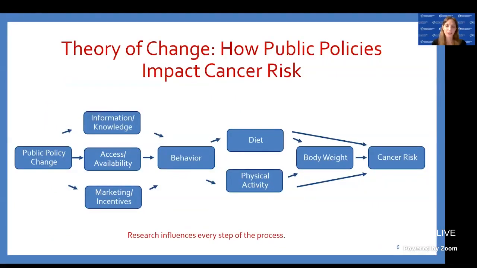This is a theory of change demonstrating how AICR's public policy work ultimately impacts cancer risk through diet, physical activity, and body weight. And research influences every step of the process. Everything that AICR advocates for is evidence-based. So you'll see research influences, hopefully, public policy change. Then that public policy change influences people's information about what choices to make. It may influence their access to healthy foods. It may influence what's being marketed. And then these factors influence people's behaviors in terms of what they actually eat, which influences their overall diet and diet quality, which may also influence their body weight and their cancer risk. So as you can see, there are many steps along the way, but evidence-based public policies do have an impact on diet and body weight and ultimately cancer risk. And research is key to informing this entire process.